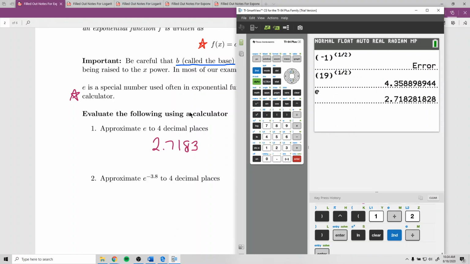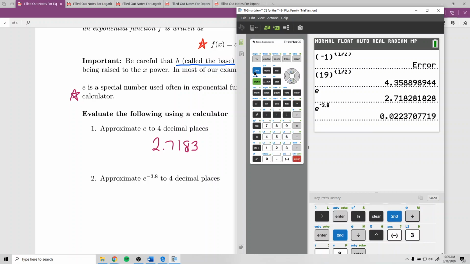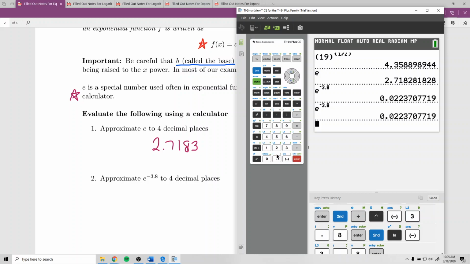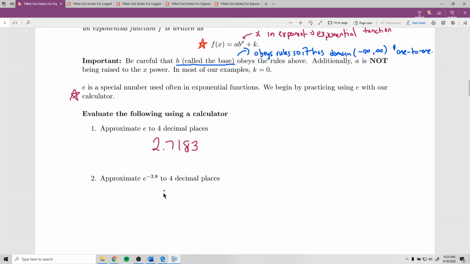Now, if you want to do it with an exponent, you can use the e button that I just used before, raised to the negative 3.8 power. Or if you want to use this other button, the e raised to the power, hit the second button, and it'll automatically put the power spot in for you. But that's up to you. There's not really a difference between the buttons. One's just e, one automatically puts the power in. You can see that they are the same. So this one is 0.0224.